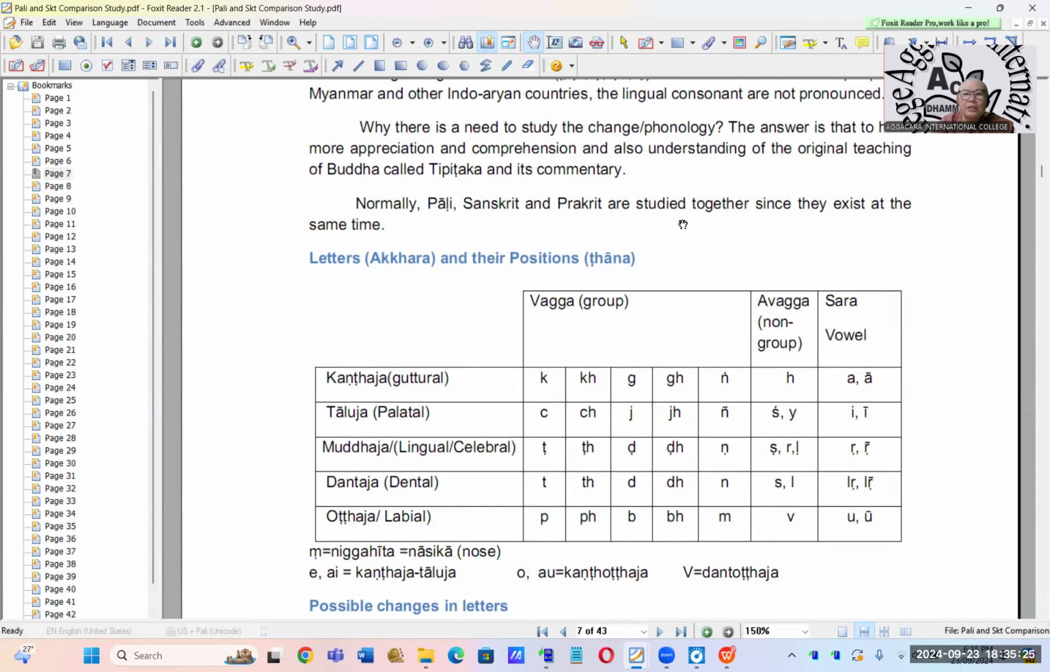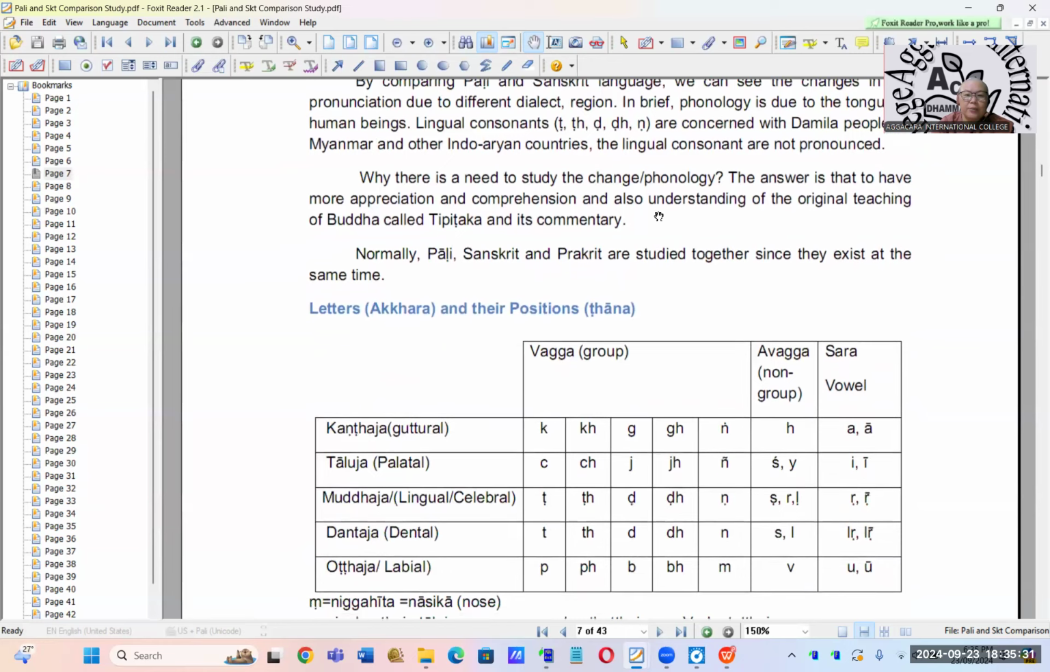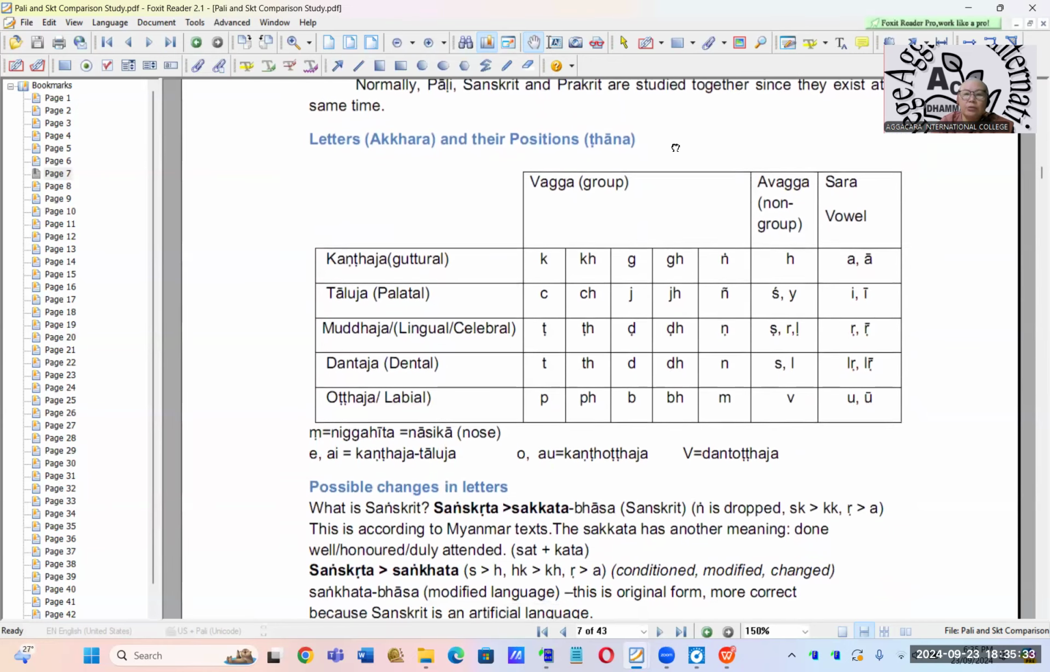Okay, this is the background story. I typed this when Sayadaw Nodiyana was explaining in the class. Now, the first thing we need to know, which is very important, is the position, Thana, the letter, Akara, and Vaga. Vaga means group. So how many groups? 25, so 5 times 5, we have 25, and the non-group.